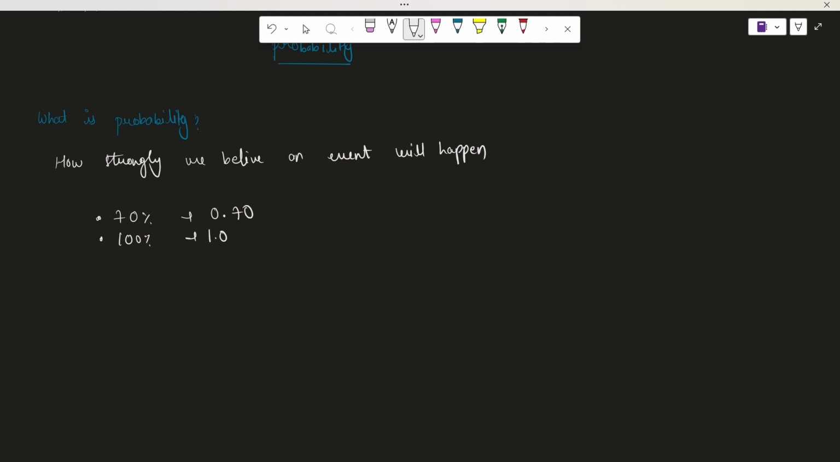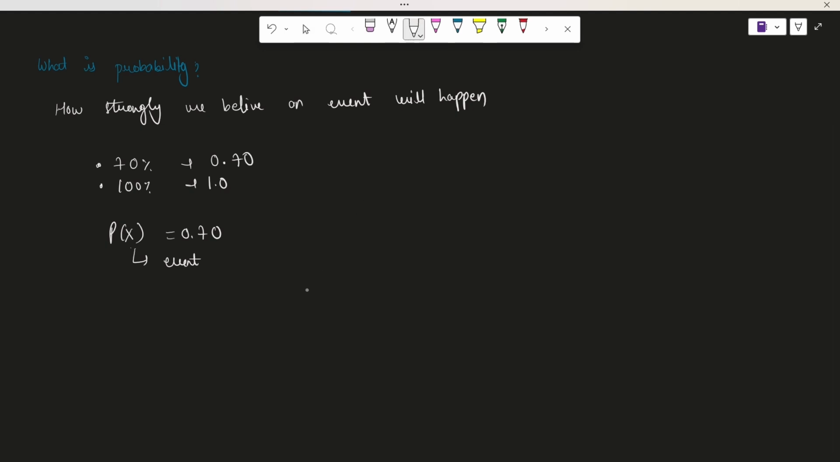And in machine learning, whenever we are describing a probability, we usually write it in this notation: probability of x is 0.70. So x basically defines an event. Like, what is the probability of getting two heads? This is our event, and we consider it as x.